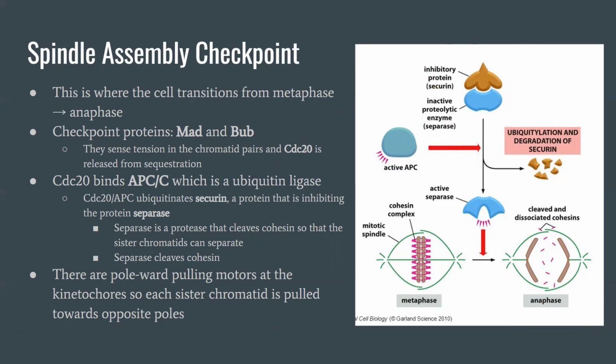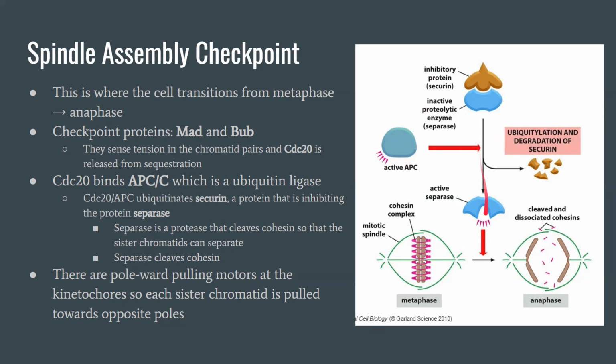So it's a very timed checkpoint. It basically is when the cell has everything lined up and is ready to separate the chromatids. MAD and BUB initiate it, and then CDC20 ubiquitinates securin. So it adds this tag to securin, and then as you see, it goes to the proteasome for degradation. So now separase is now active.